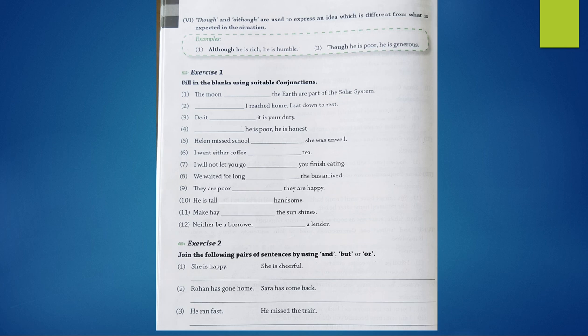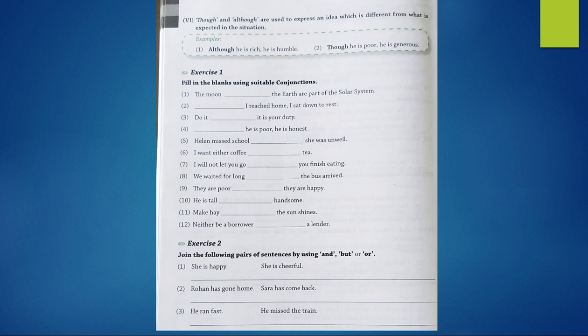Okay, because here expectations are different. He's poor. Helen missed school, she was unwell. Helen missed school as she was unwell. Why did she miss? Because she was unwell. So Helen missed school as she was unwell. Helen was unwell, so she missed the school. So likewise also you can use. But even here, Helen missed school as she was unwell.